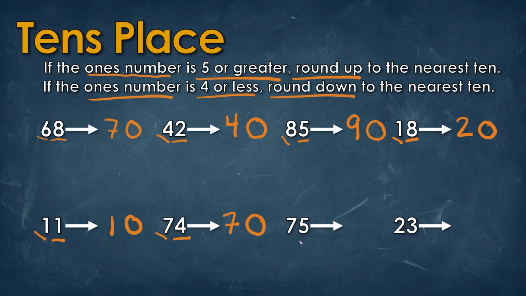Okay, 75 now. So we got a 5 for the ones place. Is it 5 or greater? Yes, so we're going to round up. So the 0 for the ones place, and for the tens place we had 70 that we're going to round up, so we're going to change it to 80. Okay, let's try 23. So we got a 3 for the ones. Well, 3 is less than 4, so we're going to round down. So we change that to 0 for the ones. For the tens, since it rounds down, we keep that as 20.